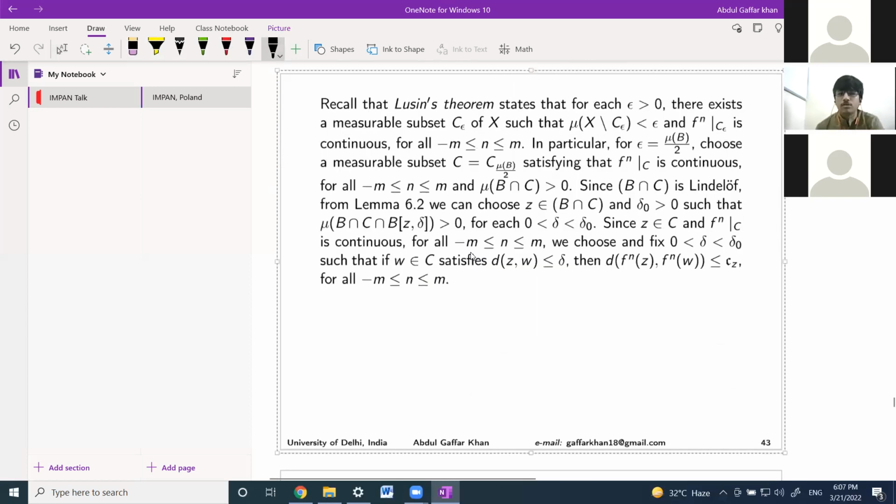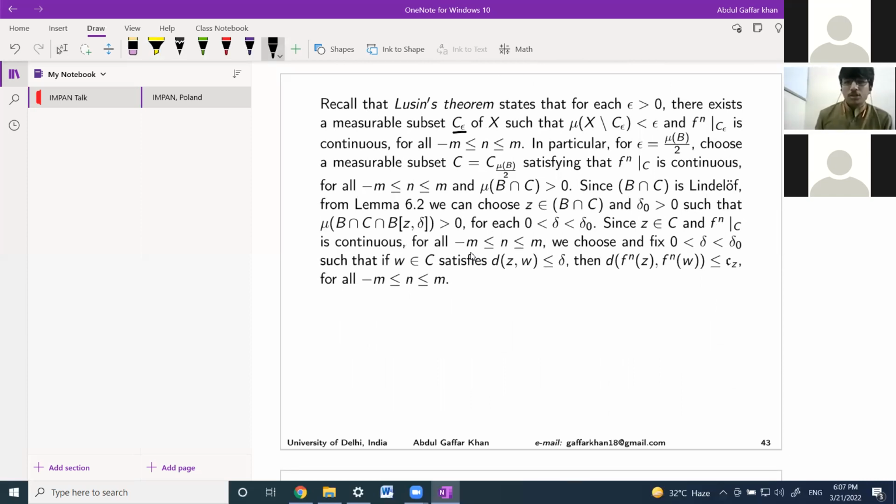Now using Lusin's theorem, we can say that we have a measurable subset C of epsilon, so that the measure of X minus C of epsilon is less than epsilon. We are assuming that we are working with Borel probability measures, so we can do this. So the measure of X minus C of epsilon is less than epsilon, so that Fn restricted over C of epsilon is continuous. We can repeatedly apply this theorem to find such a C of epsilon, and this is true for minus m less than or equal to n.